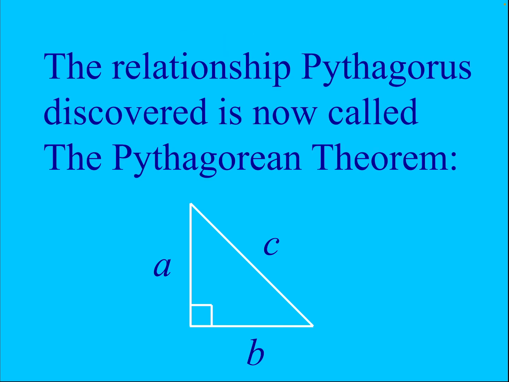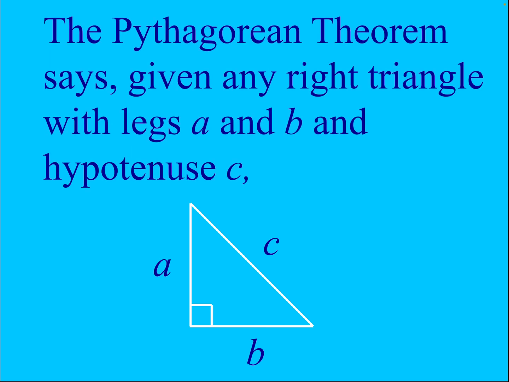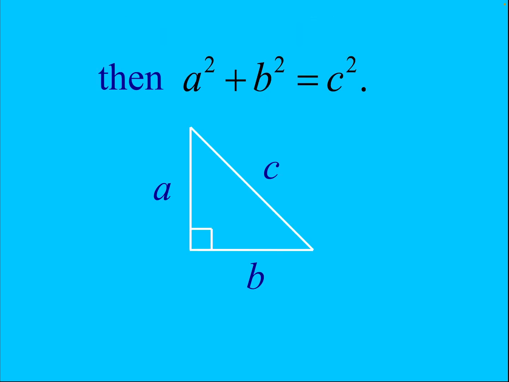The relationship that Pythagoras discovered is now called the Pythagorean theorem. Basically, it says that a squared plus b squared equals c squared. So if I take the two legs, a and b, and first I take a and I square it, and then I take b and I square that, and add them together, their sum is going to equal whatever c is squared. Okay?